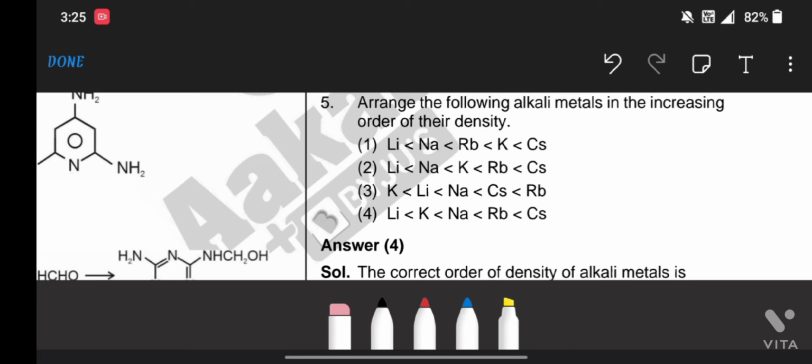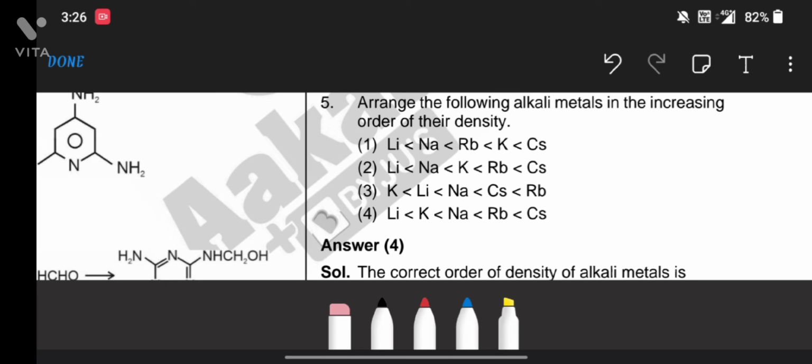In question number 5, they have asked, arrange the following alkali metals in the increasing order of their density. So their density should be in the increasing order, like that you should arrange it. First option: lithium is smaller than sodium, sodium is smaller than rubidium, rubidium is smaller than potassium, potassium is smaller than cesium.